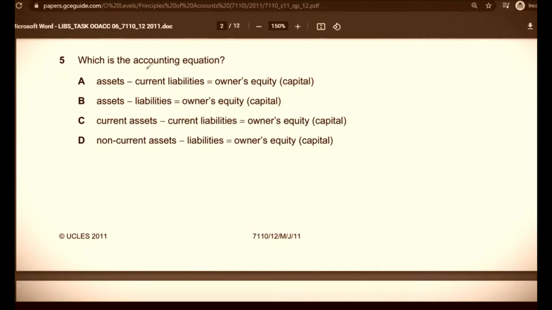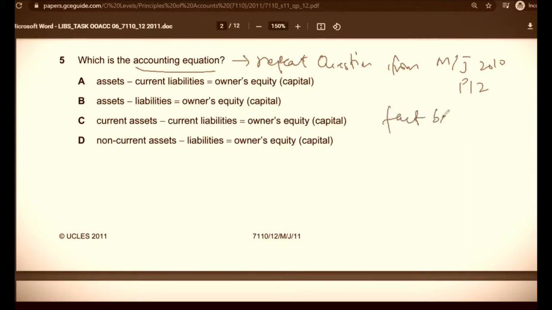Multiple choice 5, which is the accounting equation? Now this is a repeat question from May-June 2010, paper 1, variant 2. So let's look into the options. And this is also a fact-based question, so everyone should know what the accounting equation is.